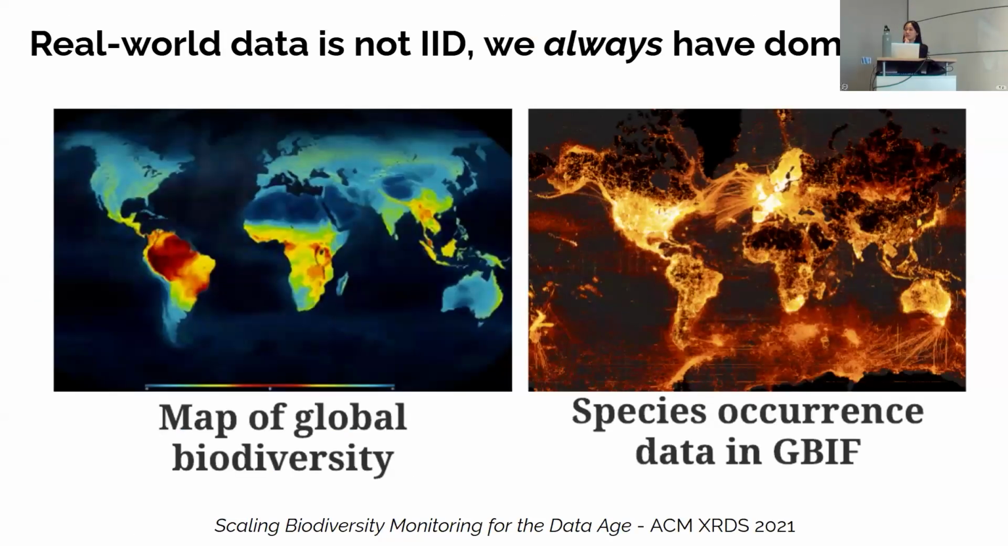The reason why we care about generalization, and about being realistic on how our models might perform OOD, is because the real world in general is never IID. So we always have domain shift. This is a really cool visualization that I like. It is a map of global biodiversity, and on the right side is species occurrence data, so where we have data available in GBIF. We can very clearly see that there is no correlation, or almost an inverse correlation. So if we were to learn a model based on the data that we have available, then the real world data that we might want to monitor or evaluate on is going to be out of distribution from the data that we have learned from.